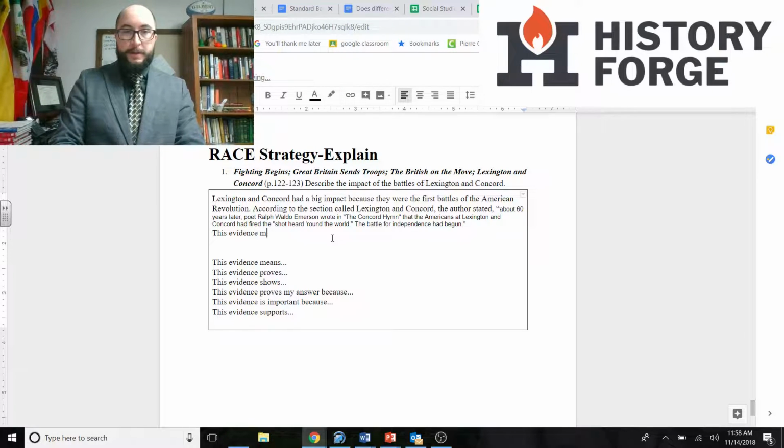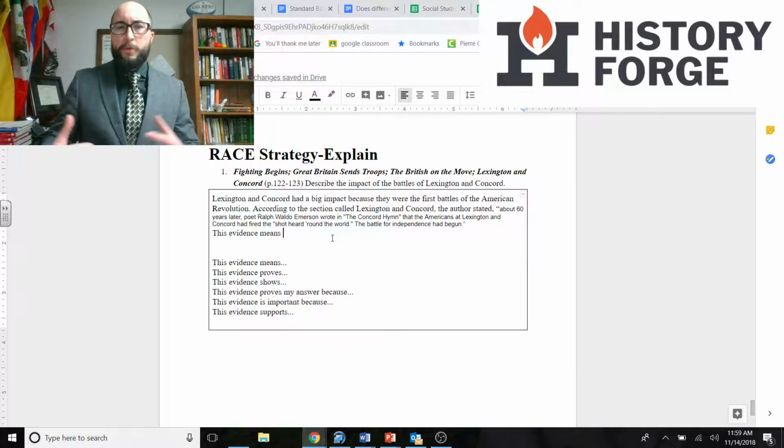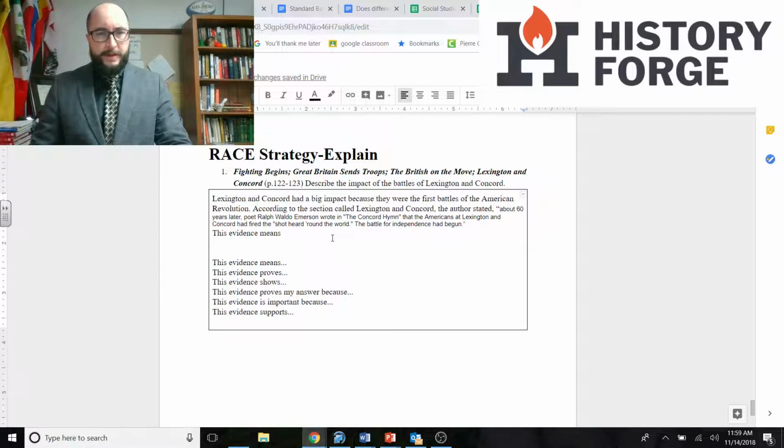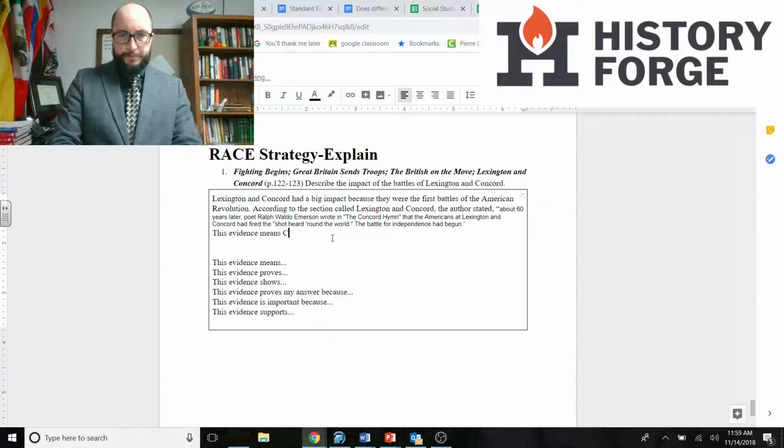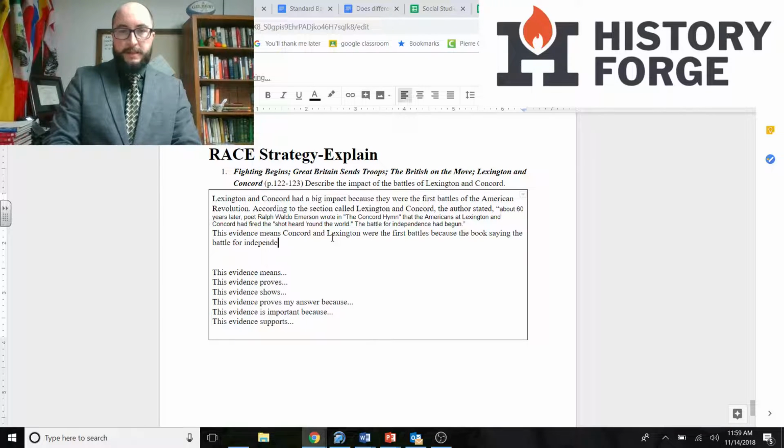This evidence means. And we can even be more descriptive too. We can even say, this quote means, if we wanted to. But right now we'll say this: this evidence means Concord and Lexington were the first battles because the book saying the battle for independence had begun proves that no other battles had been fought before.